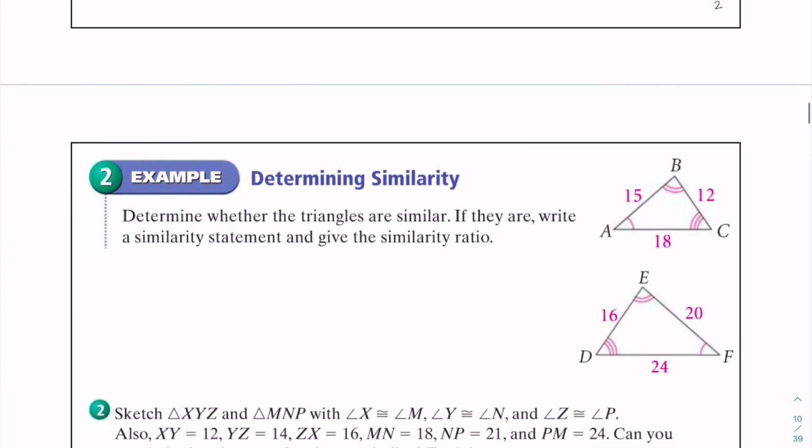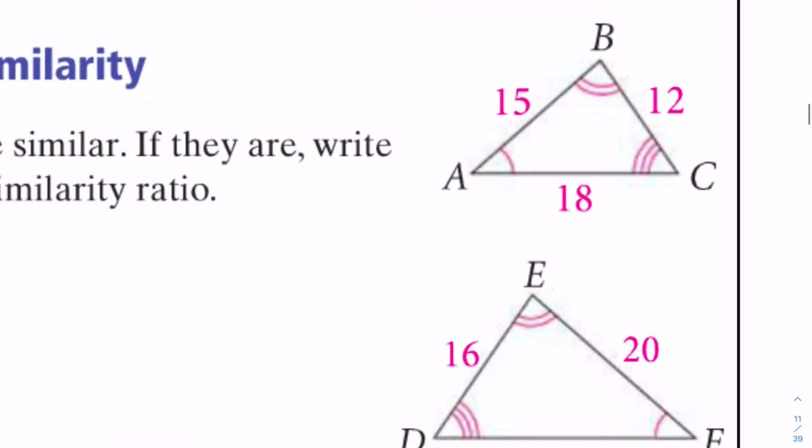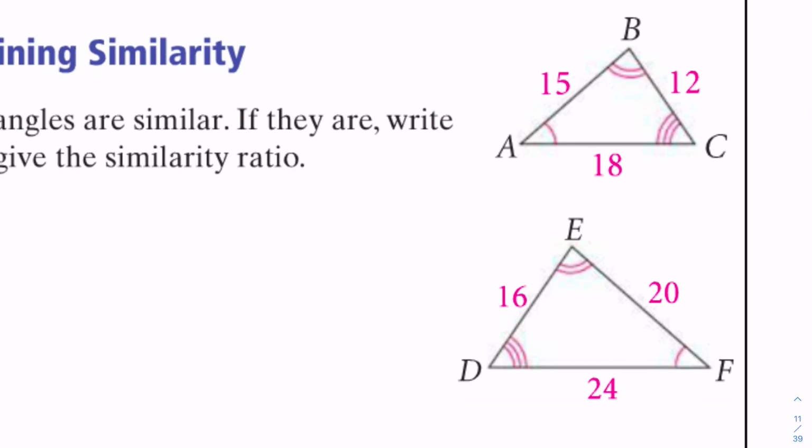So determining similarity, we have to determine if these two things are similar. So here's how we start to do that. We're going to say that angle A is congruent to angle F. We're going to say angle B is congruent to angle E, and angle C is congruent to angle D. Notice it doesn't go in order. It goes A, B, C, D, E, F, kind of like this. That's fine. Don't force it. If angle A is congruent to angle F, that's fine. That's just what we need to write out.